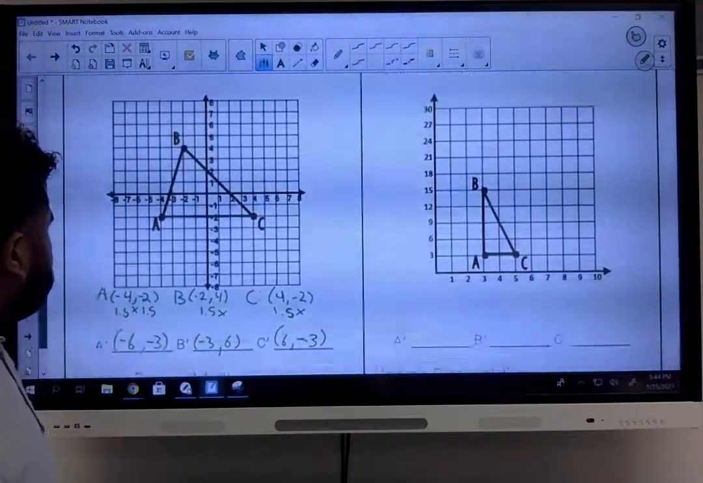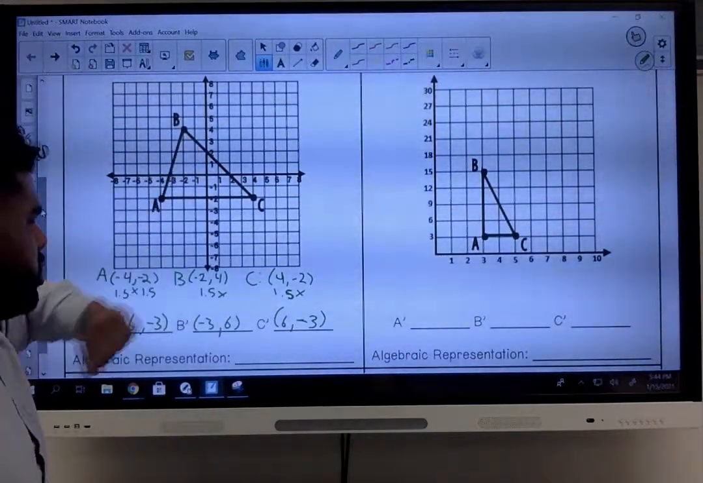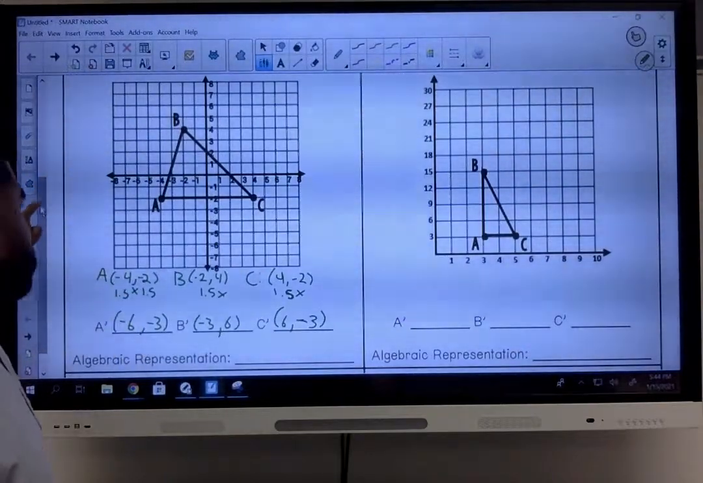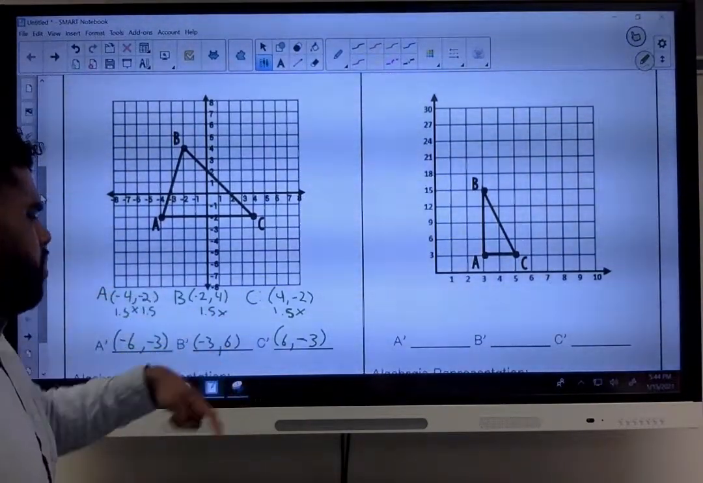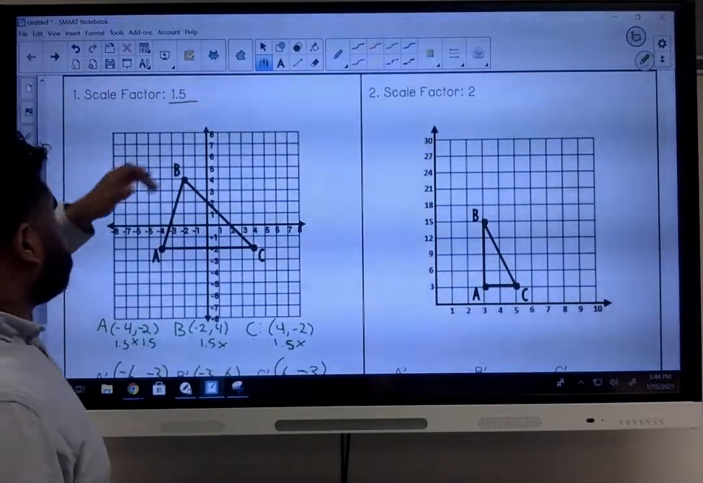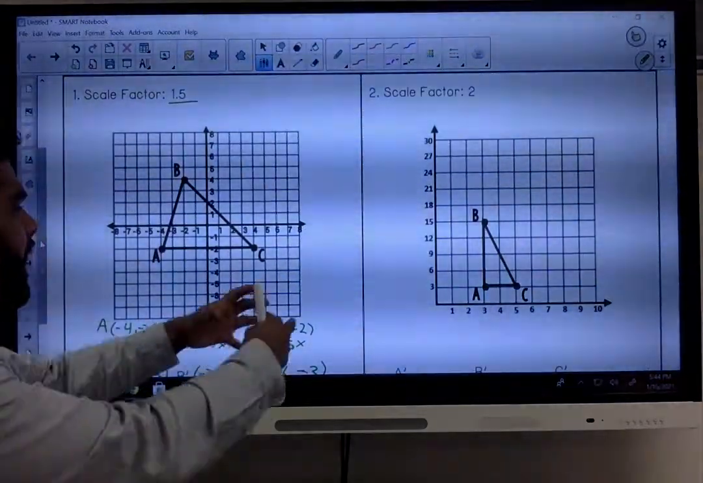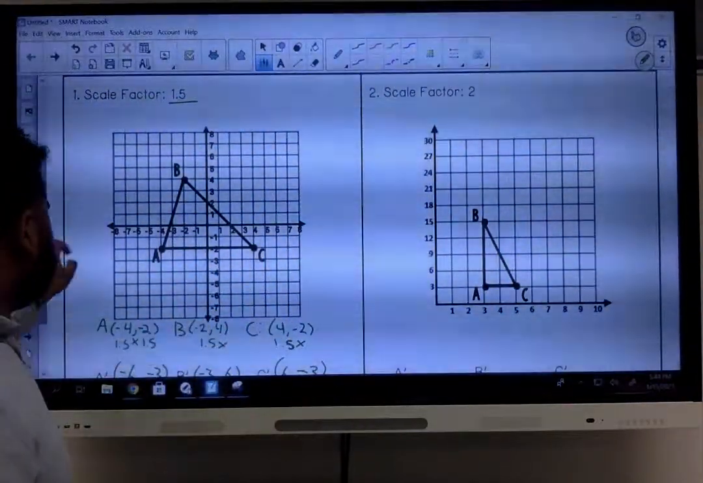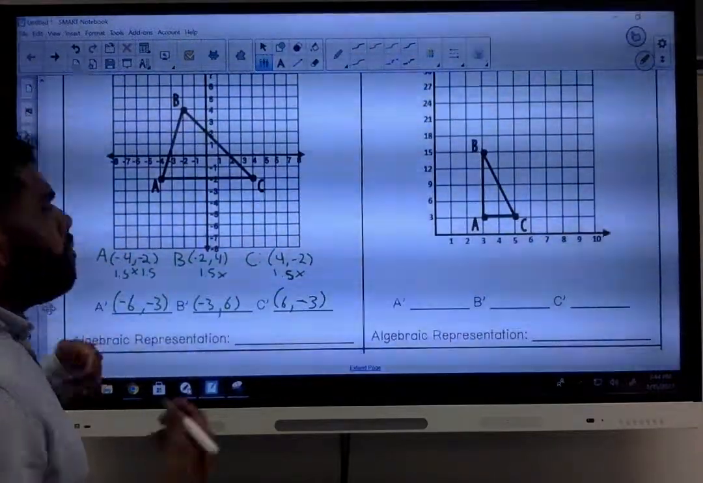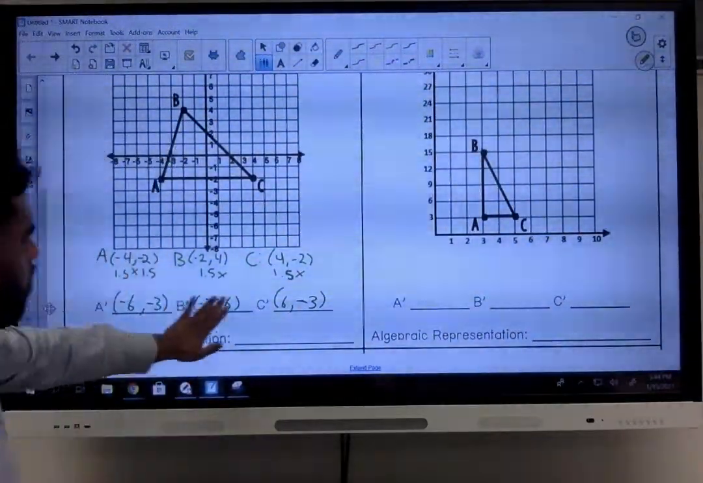So let's go over how I got those numbers again. We plotted the points A, B, and C from this triangle. And then to find our new A prime, B prime, and C prime, they told me that the scale factor was 1.5. So to dilate that image and expand it, we take the points and multiply them by our scale factor. That's how we got all our new points.